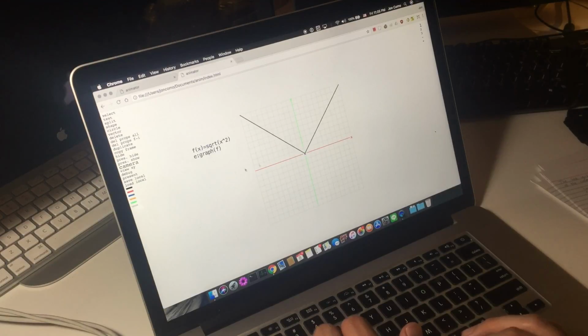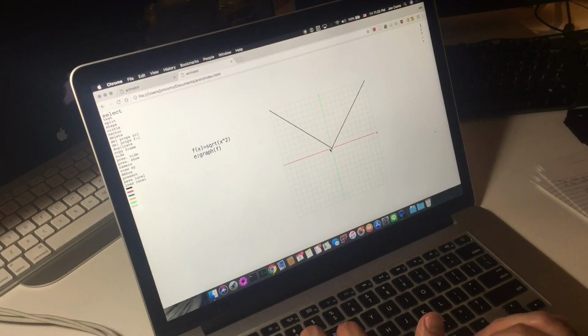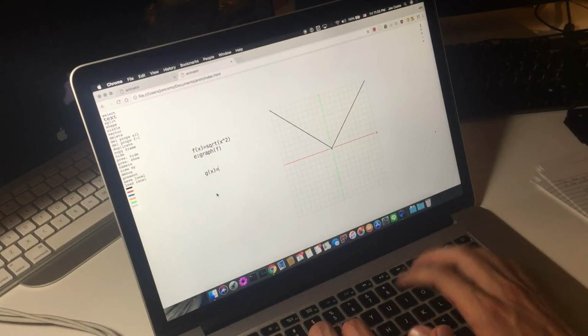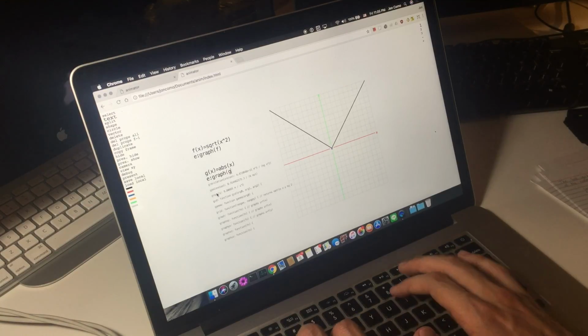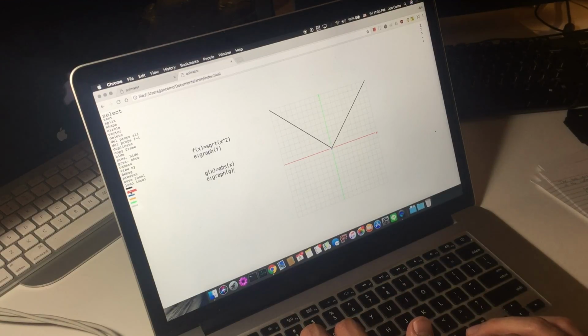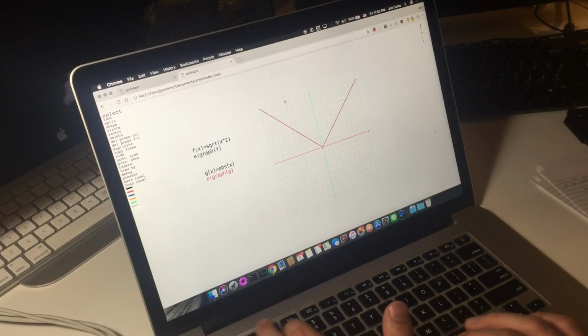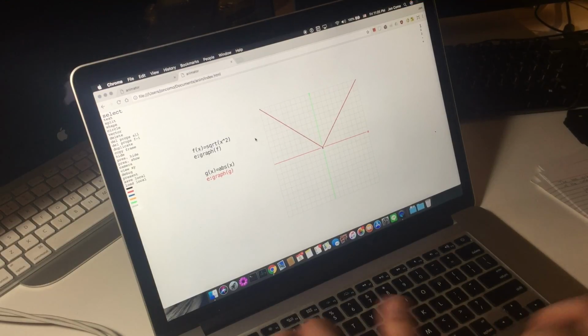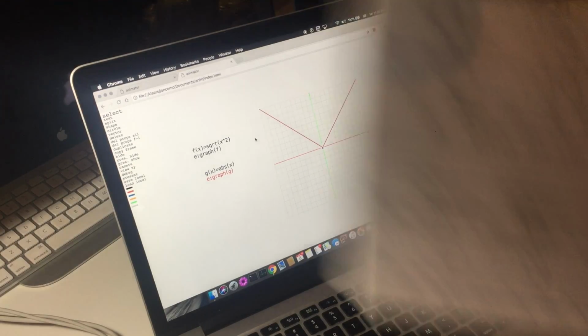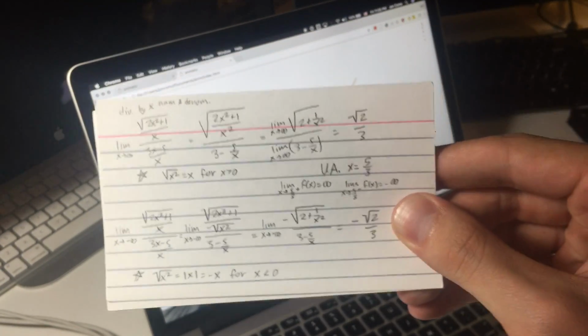So we'll look at the xy plane of the square root of x squared. And that should look familiar. We'll make another function, absolute value of x, and graph that. And you should notice that they are exactly the same. So the absolute value is in red. So the square root of x squared is the absolute value of x. That's the first thing we need.